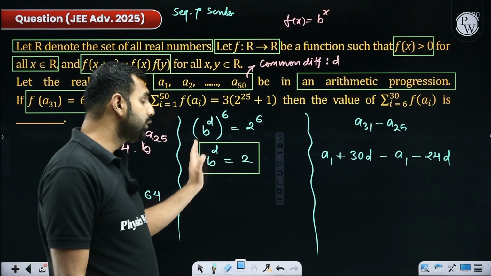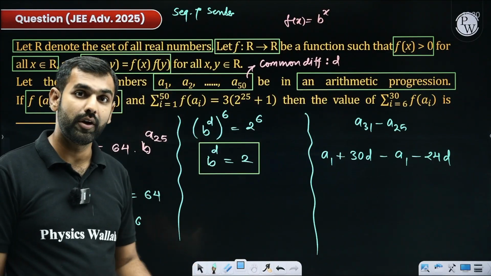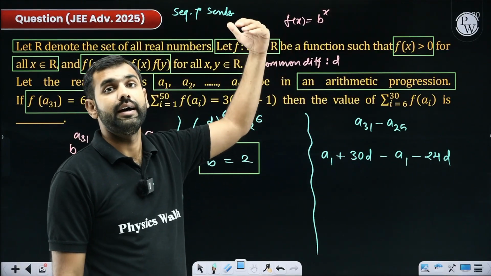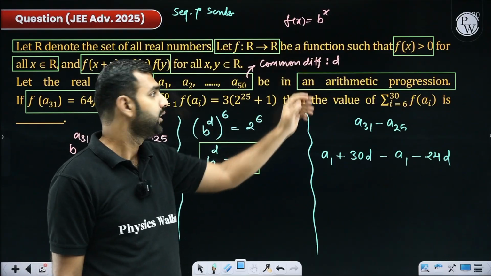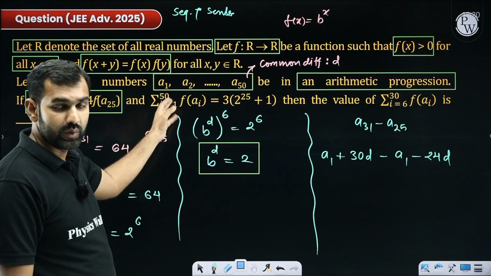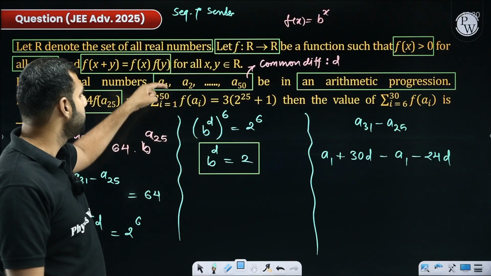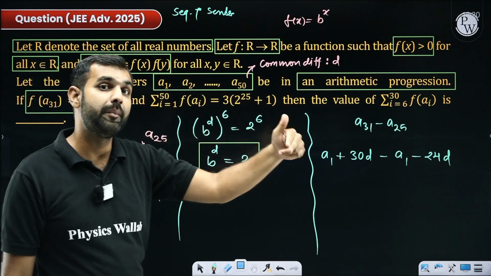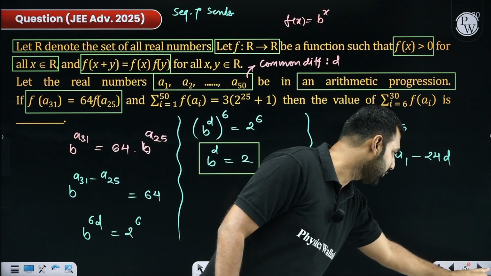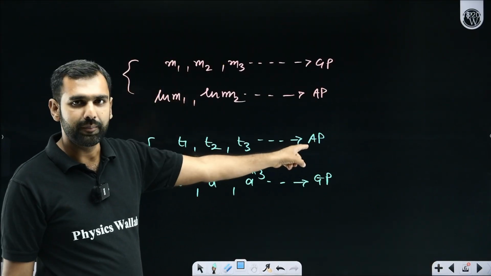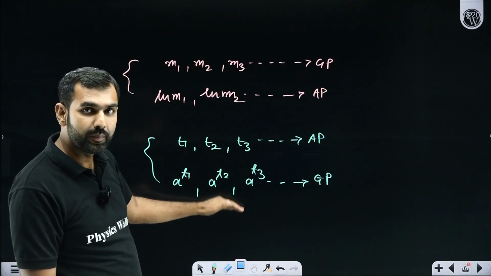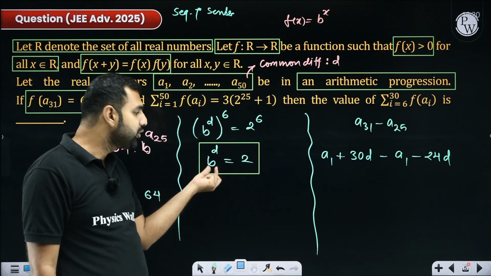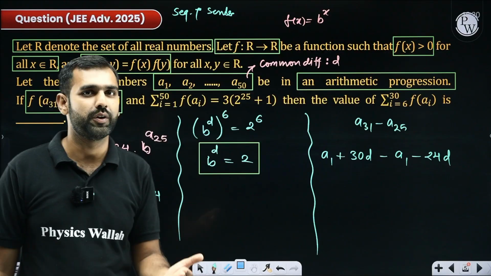I am saying that this b to the power d is actually nothing but your common ratio of the GP. I repeat, f of x, which is b to the power x. So if I'm taking f of x with these a1, a2, a3, so f of x means b to the power a1, b to the power a2, b to the power a3, and so on. These terms will be in GP. I hope you remember the property that if a1, a2, a3 are in AP, then b to the power a1, b to the power a2, b to the power a3 will be in GP. So that's the same thing I'm saying here. And with that, this b to the power d will be the common ratio here.